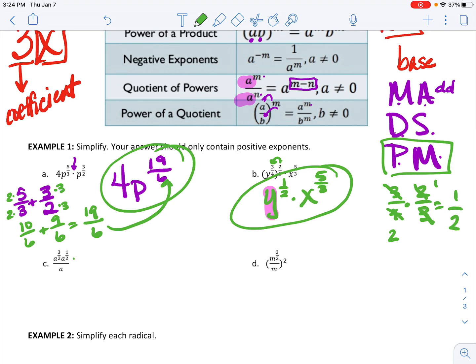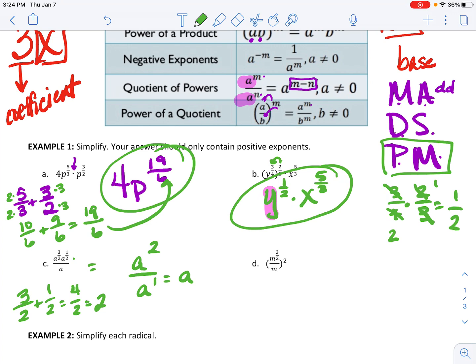So we are multiplying, and when we multiply, we add. So we've got 3/2 plus 1/2. That gives me 4/2, which is the same thing as 2 over 1, which is 2. So I have a squared over a. Now, I know that that's the same thing as a to the first power. So now I have a division problem, and I simply am going to subtract. So 2 minus 1 is 1.